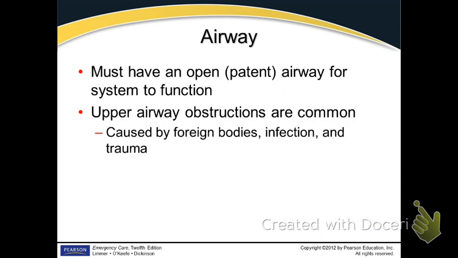So let's look at the airway. As we know, ABCs, you have to have an open airway, or patent airway. That's the medical term for open. I just say open. We get different obstructions: blood and trauma and vomitus and everything else that could potentially create an airway obstruction. That's what's coming up next class, airway management, where we'll talk about airway obstruction. But primarily and always, we want to make sure that the patient has an open airway.